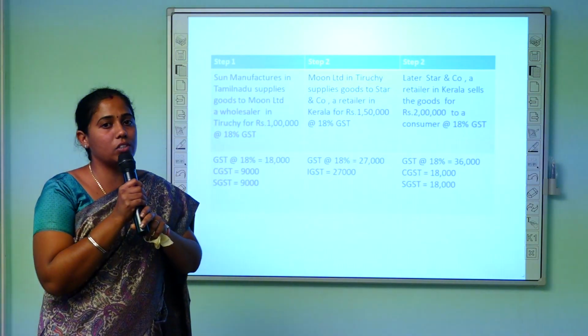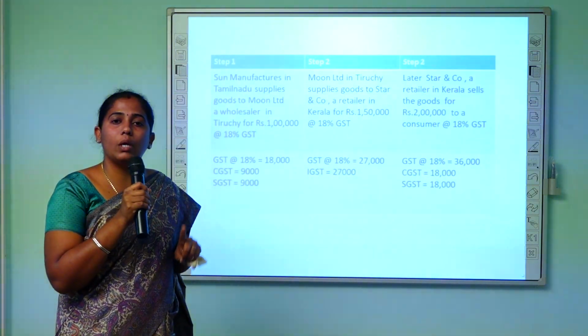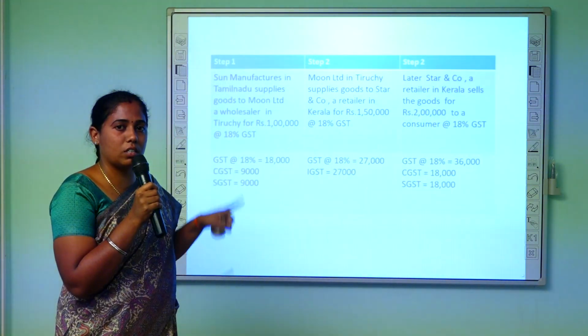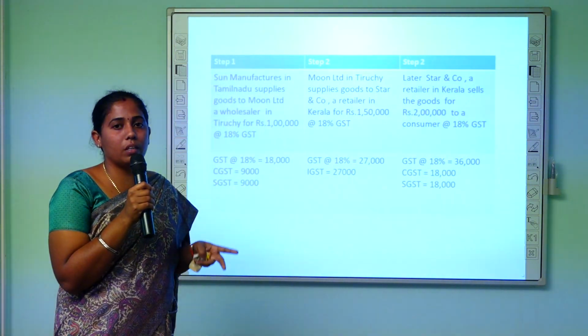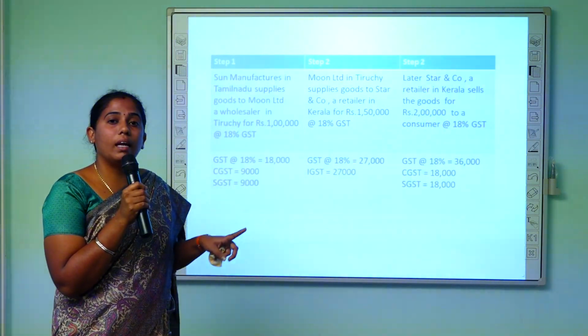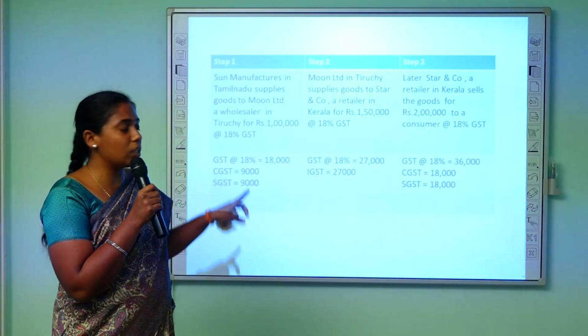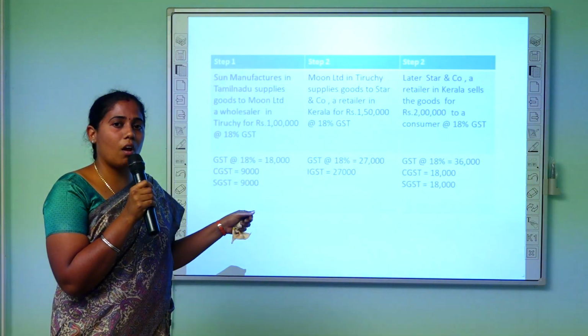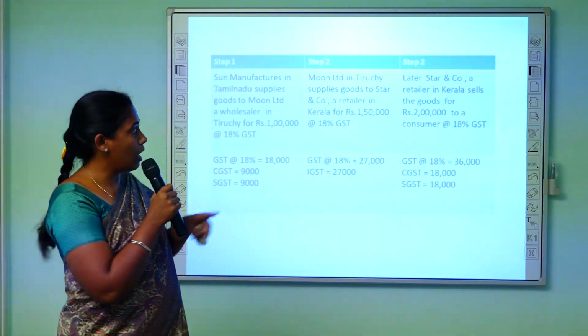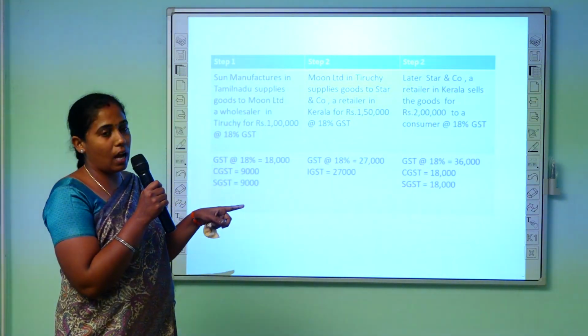When it is an interstate transaction, there is only one tax, which is the Integrated Goods and Services Tax. So there is no split between the state government and the central government. The entire tax of the interstate transaction goes to the central government only. From then onwards, they will split the tax and give the state government its share. And now, let us go to the last step.